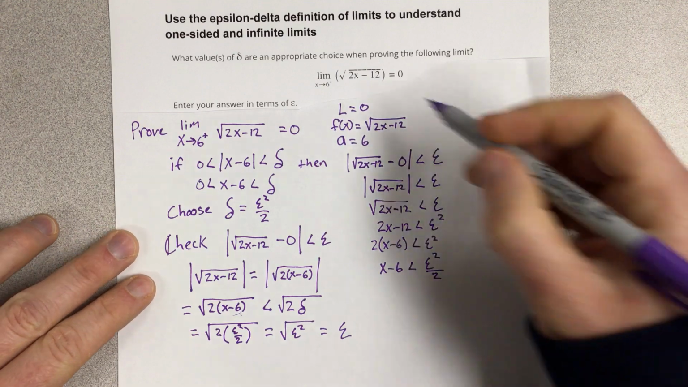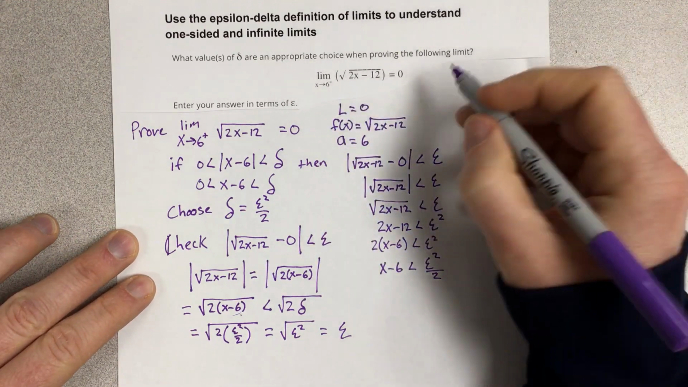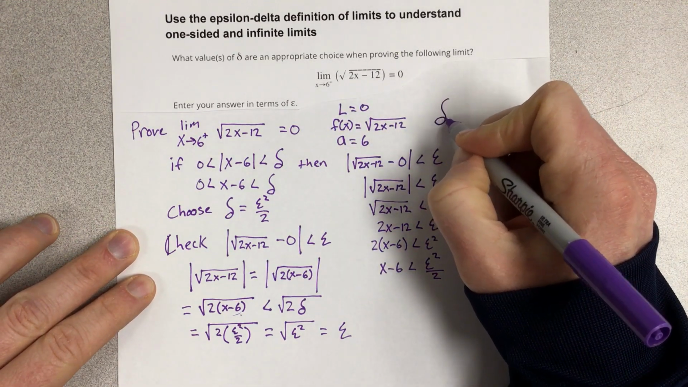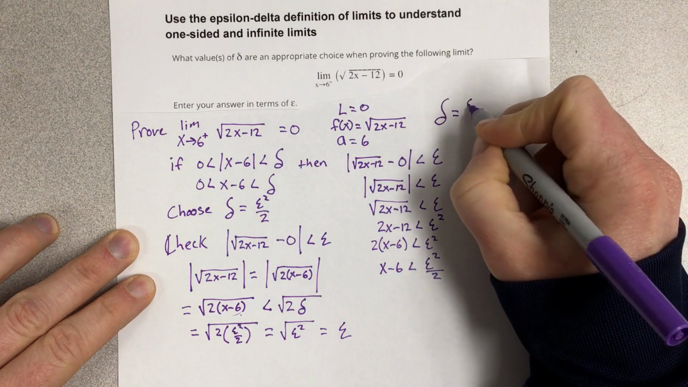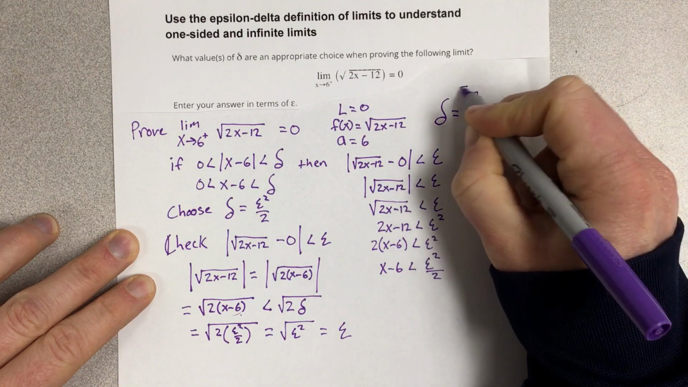What did they ask us for? They said, what would be an appropriate choice? We would say that delta equals epsilon squared over 2. That was the appropriate choice.